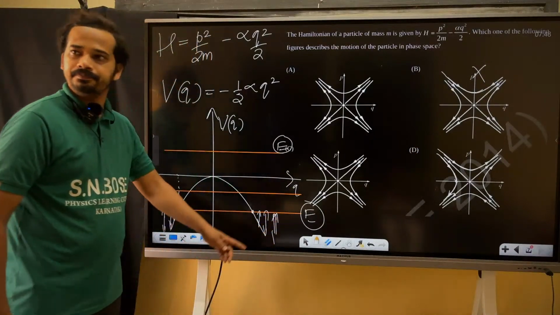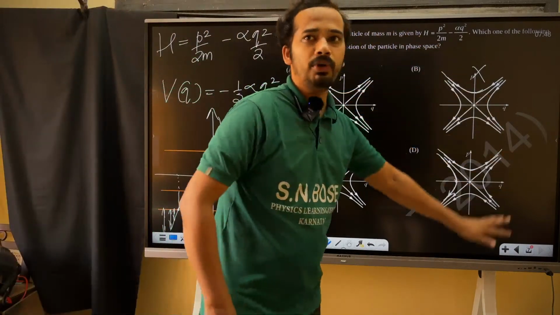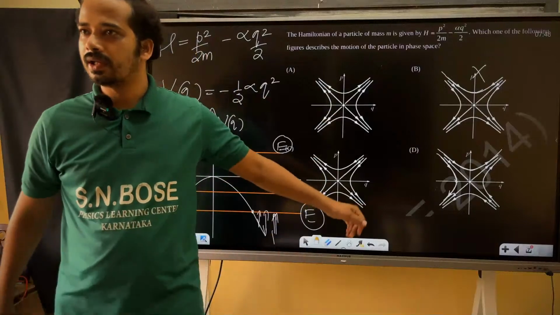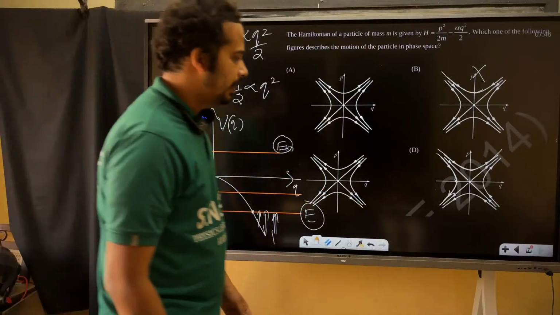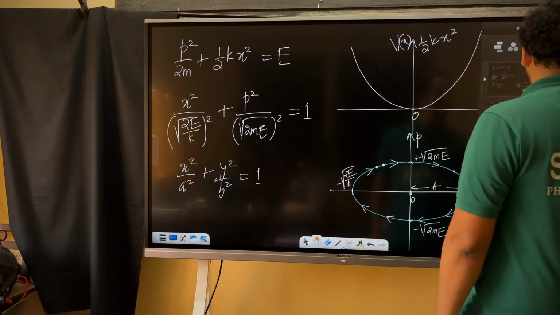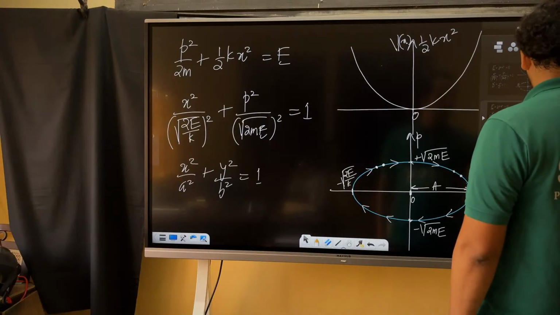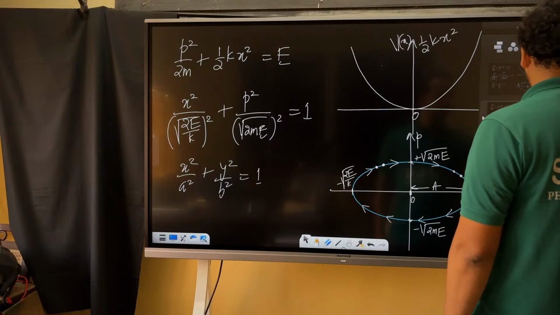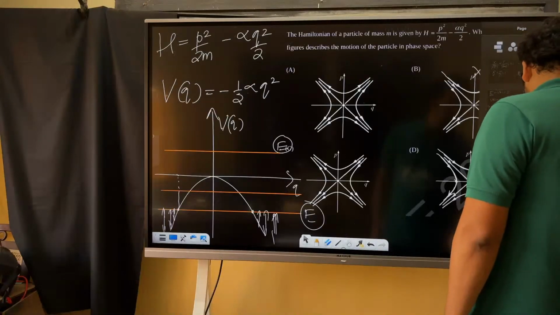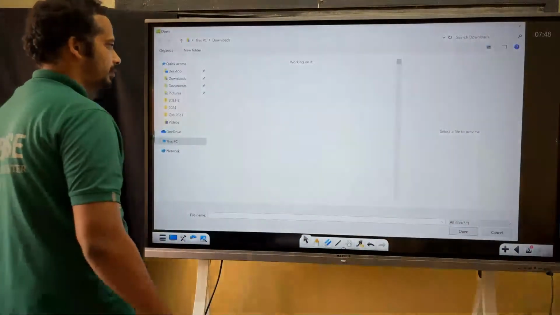Grab this idea. Look here, unbound motion. We don't have any closed trajectories here. And one more thing that they may ask here is for the harmonic oscillator. Let us take the exam question, a CSIR NET question.